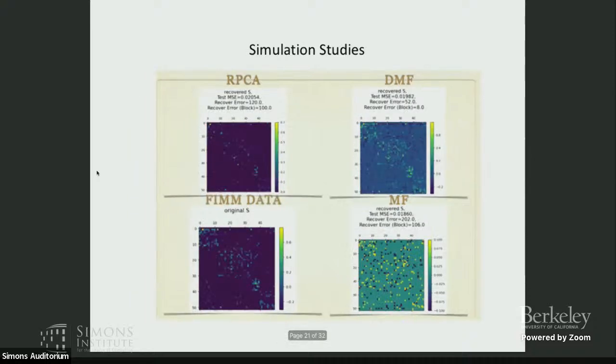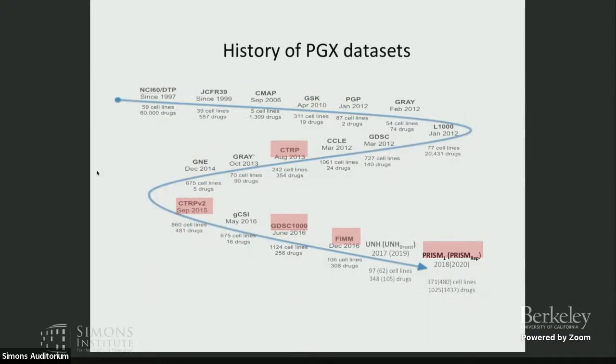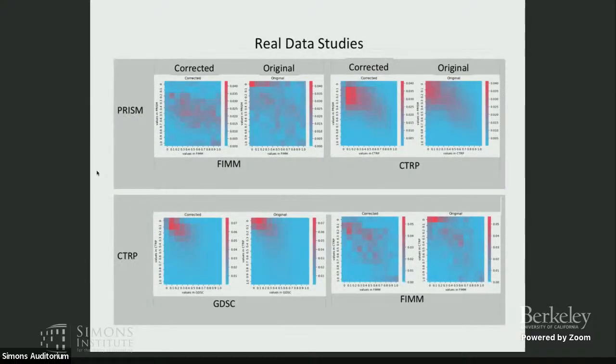Then for the real data studies, we worked on these five data sets because of their size. This is one data set, and this is another. The x-axis represents one data set, and the y-axis represents the other, and we want to see the correspondence or consistency between the data sets. This is the original one, and this is the corrected one. If the pattern is along the diagonal line, that means the consistency is better.